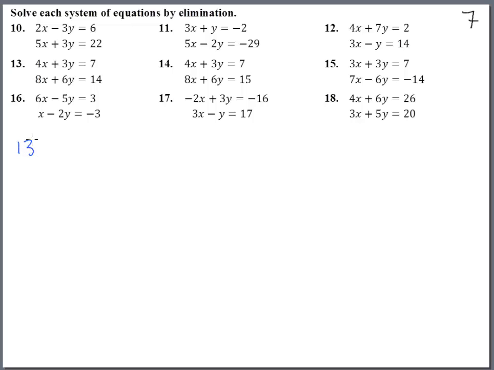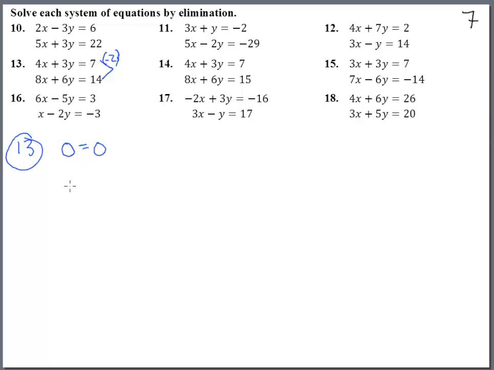Number 13. 4x plus 3y equals 7. 8x plus 6y equals 14. The y's don't look too bad. The x's don't look too bad either. Let's multiply the top guy by a negative 2 and try to get rid of the x's here. So that'll be a negative 8x plus 8x is gone. That'll be a negative 6x plus negative 6y plus 6y. That's 0 on that side. Those both went away. And on this side we get negative 14 plus 14 equals 0.